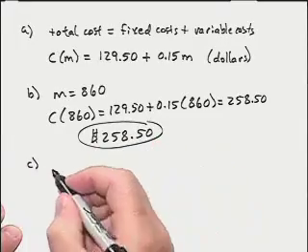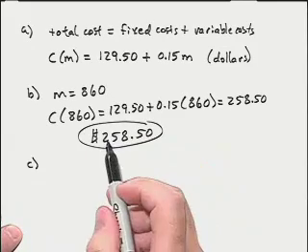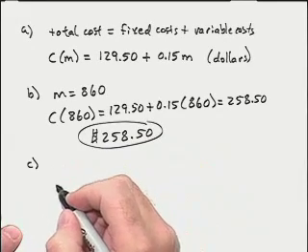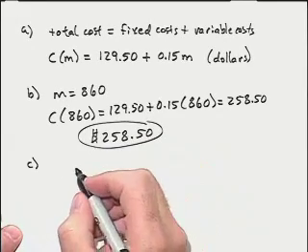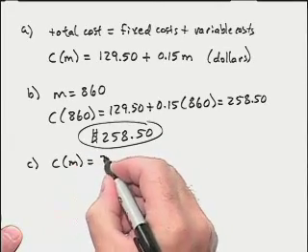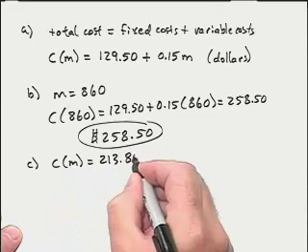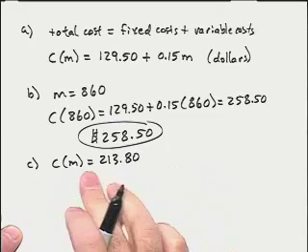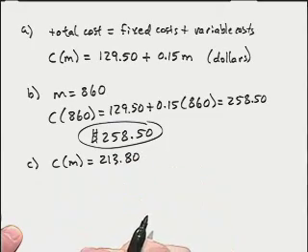In our last part, Part C, we want to determine the number of miles driven if the rental cost is $213.80. That is, we need to solve C of M is equal to 213.80. So here we know the cost, and we're trying to determine what the value of M is equal to.